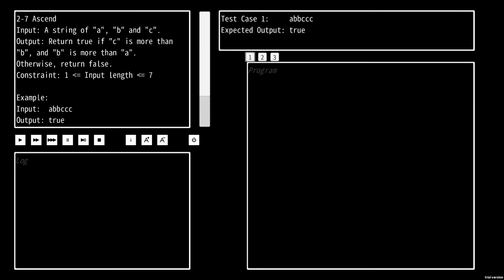Return true if C is more than B and B is more than A. Otherwise, return false. Whew. Okay, that's tough.